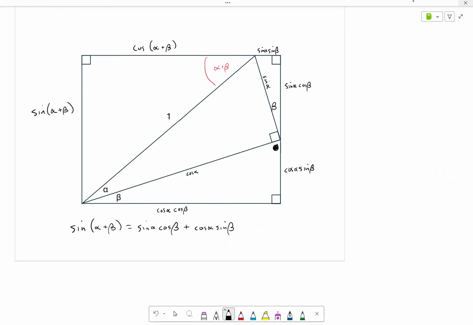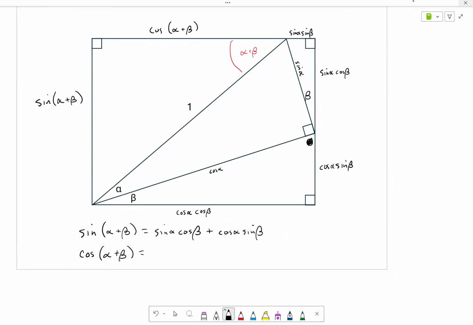That's one of 2. The other one is about cosine of alpha plus beta. I'd like you to make sure that you're able to get an appropriate expression for that one, considering what you see on the board. Check with your neighbor.